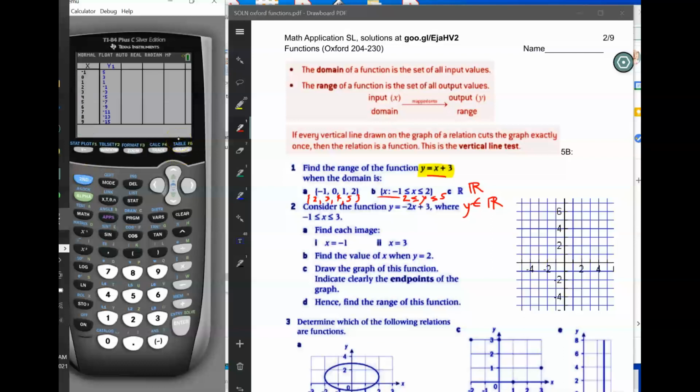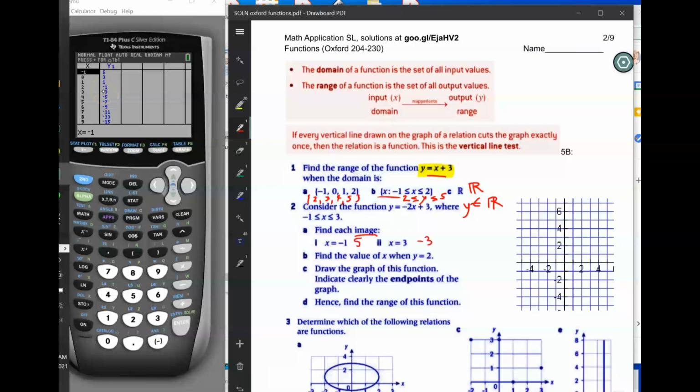Okay, and then I'm going to first look at it from the point of view of the table. First it asks me, find each image, x equals negative 1, x equals 3. Remember, the word image means find the y value that corresponds to this x value. So the y value that corresponds to negative 1 is apparently 5, according to the table. The y value that corresponds to x equals 3 is apparently negative 3.